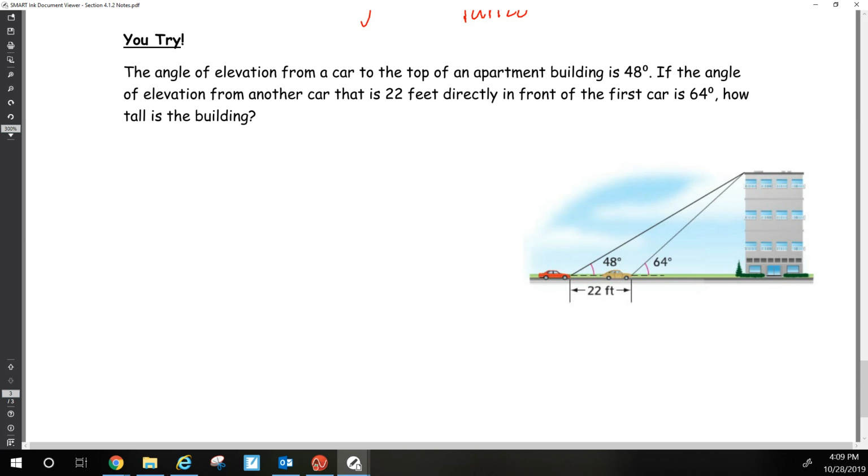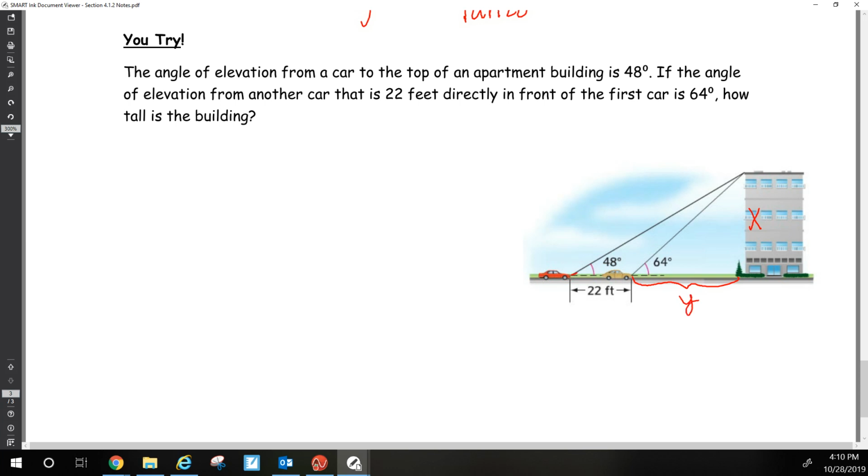Okay, so we've got an angle of elevation from the first car to the top of the apartment building of 48 degrees. From the yellow car, it's 64 degrees. We know this distance is 22. How tall is the building? This is what we're looking for. And then we've got this part here, and we don't know how much that is, right? So I've got two different triangles.